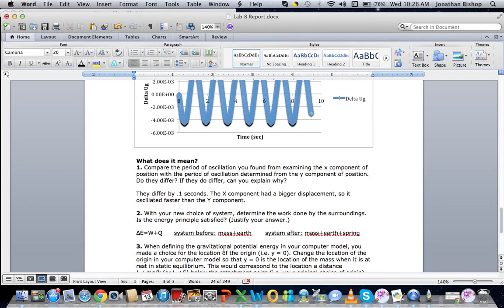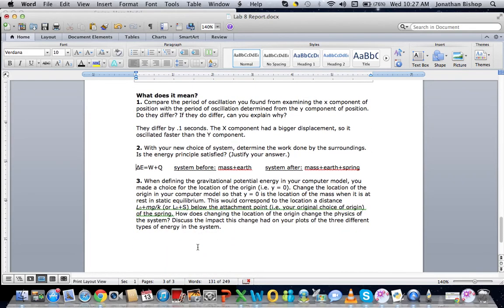And then the second question deals with the system. The system before was the mass plus earth, and the system afterwards was the mass plus earth plus spring. Since there was no work done by the surroundings in the system afterwards, the energy principle would equal 0 right here. No work. We're going to ignore Q for now. So change of energy would equal 0. And that's why we added the spring potential energy into the problem, and that satisfied the energy principle.